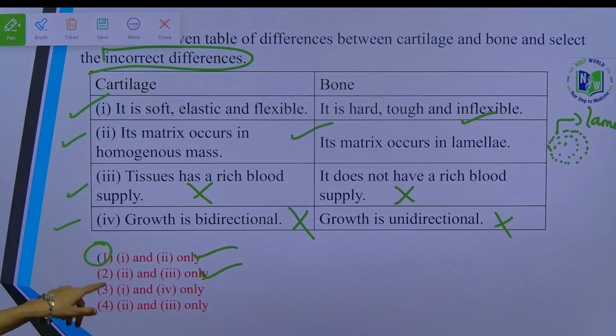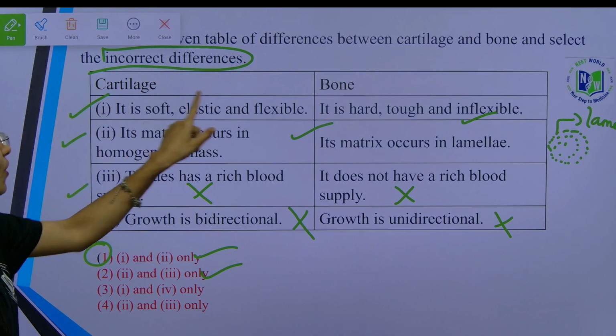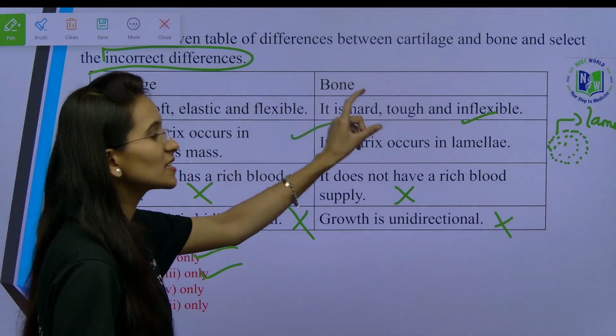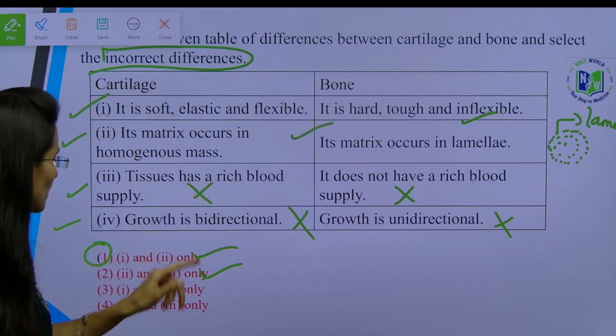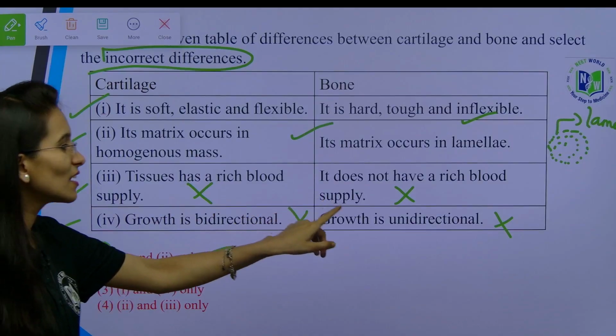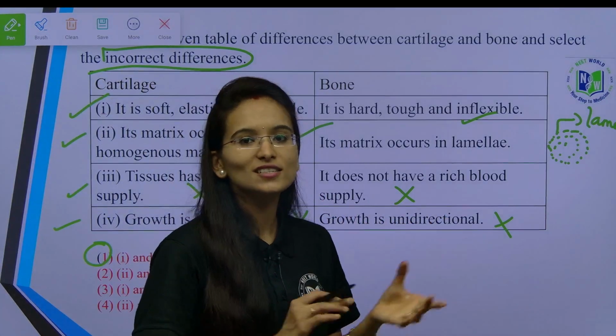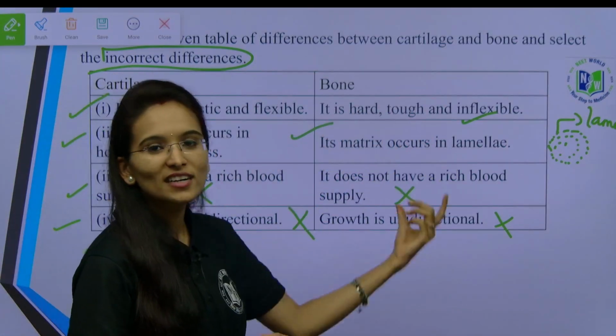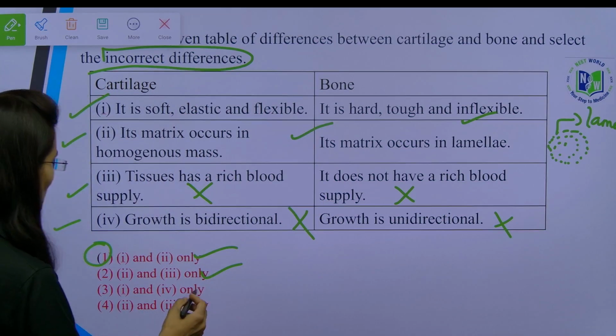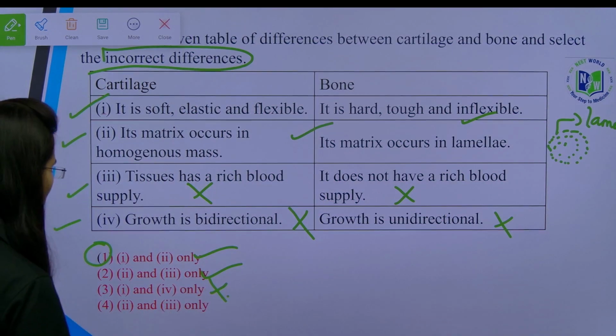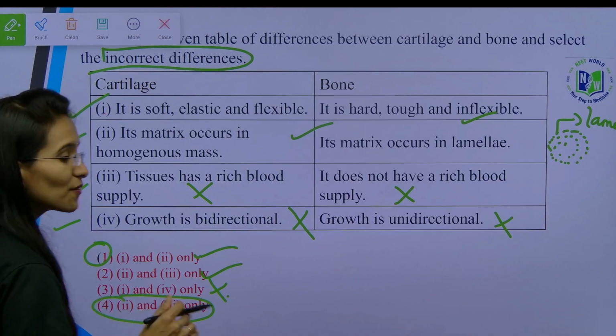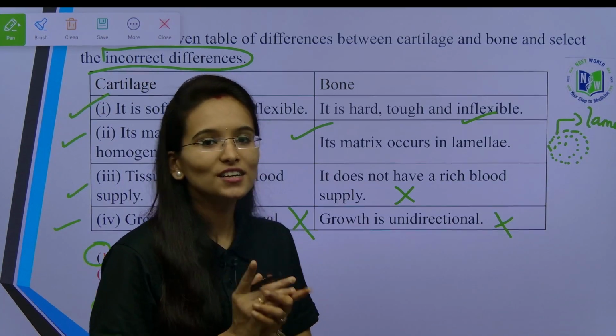Next, coming towards option 3, 1 and 4. What is 1? It is tough and flexible, it is hard and flexible. This is right. And what is for growth is bidirectional and growth is unidirectional. So this is also the wrong option. 1 is right and 1 is incorrect. So this is also the wrong one. But you have to match the correct pair of the differences.